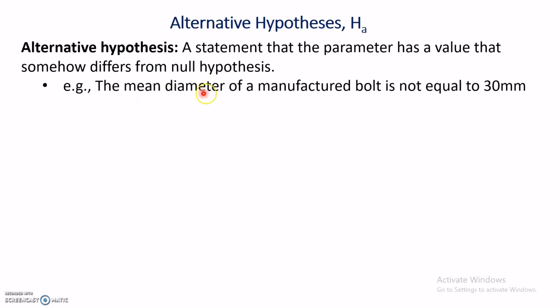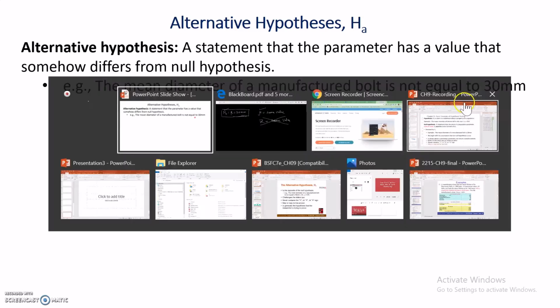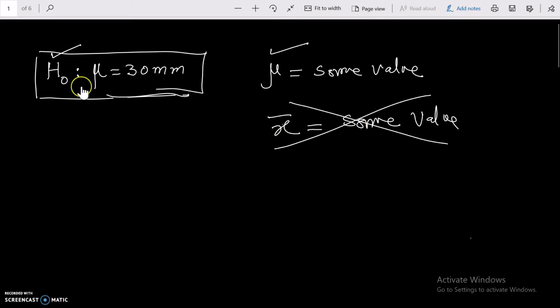For example, the mean diameter of a manufactured board is not equal to 30 mm. You remember in my previous example, let me go to that board. In my previous example, you remember that the null hypothesis is a statement that the population mean is equal to some claimed value. So what is an alternative hypothesis? It is H sub A for alternative, and this says mu, the population mean, is somehow different from this value, is not equal to 30 mm. That is the statement regarding the alternative hypothesis.